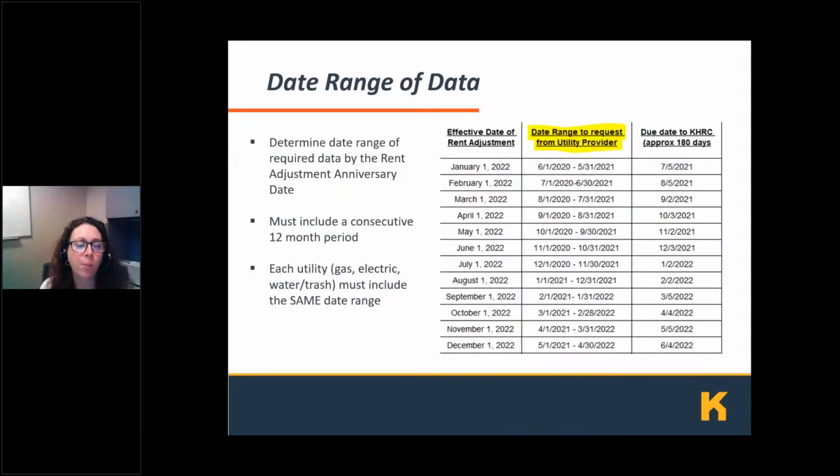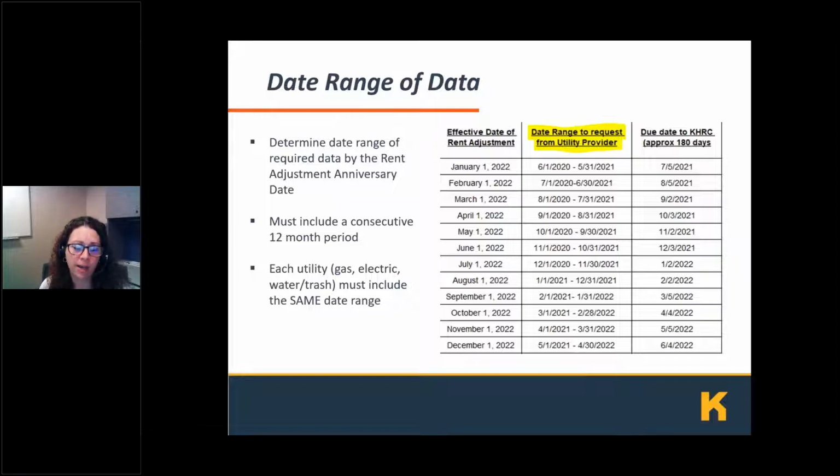Okay, so a couple of other points when we're talking about your date range. You want to determine the date range of the required data by your rent adjustment anniversary date. This table here on this slide can be found on our spreadsheet, the baseline spreadsheet. So you will find in that first column the anniversary date of your rent adjustment. I'm going to use February for an example. So for a February 1st, 2022 rent adjustment, if you go to that middle column, the highlighted one, these are the dates of data that we want you to request from the provider.